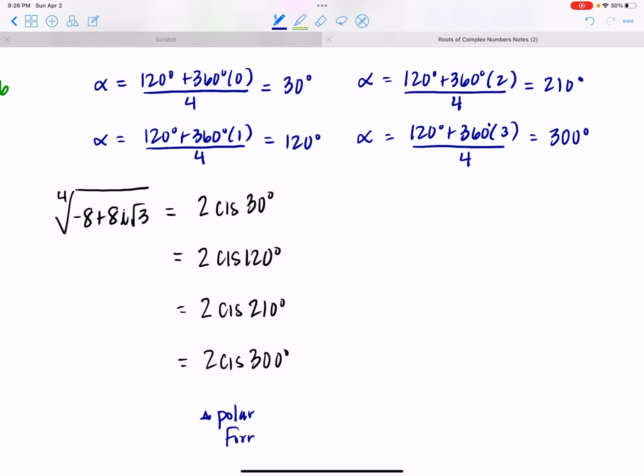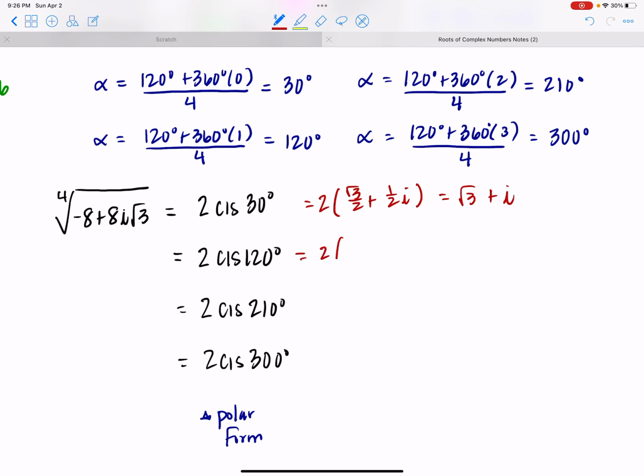And now I'm going to evaluate them to find them in rectangular form. So this would be equal to 2 times the cosine at 30, which is going to be radical 3 over 2, and the sine at 30 is going to be a half, so a half i. Multiplying in the 2, I get radical 3 plus 1i.